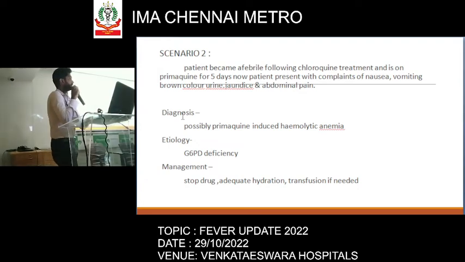But how common is G6PD deficiency? It's very common. It's more in Africa. However, methemoglobinemia is occurring, sir. We have seen patients with methemoglobinemia.